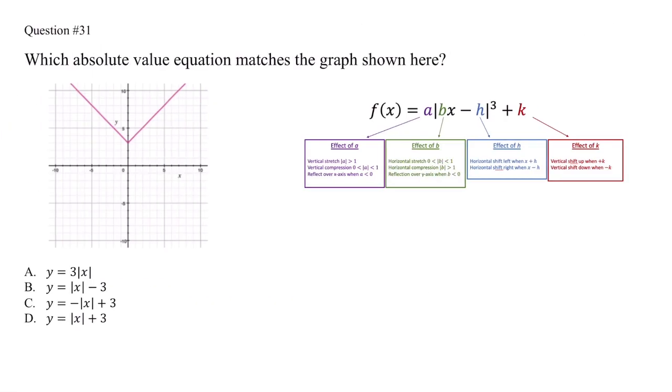So in this problem, it says which absolute value equation matches the graph shown here. Notice that the graph has been shifted up, let's see, 1, 2, 3 units from the original parent function. So that is going to be a plus k of plus 3. So that's going to be answer choice D, right? The absolute value of x plus 3.